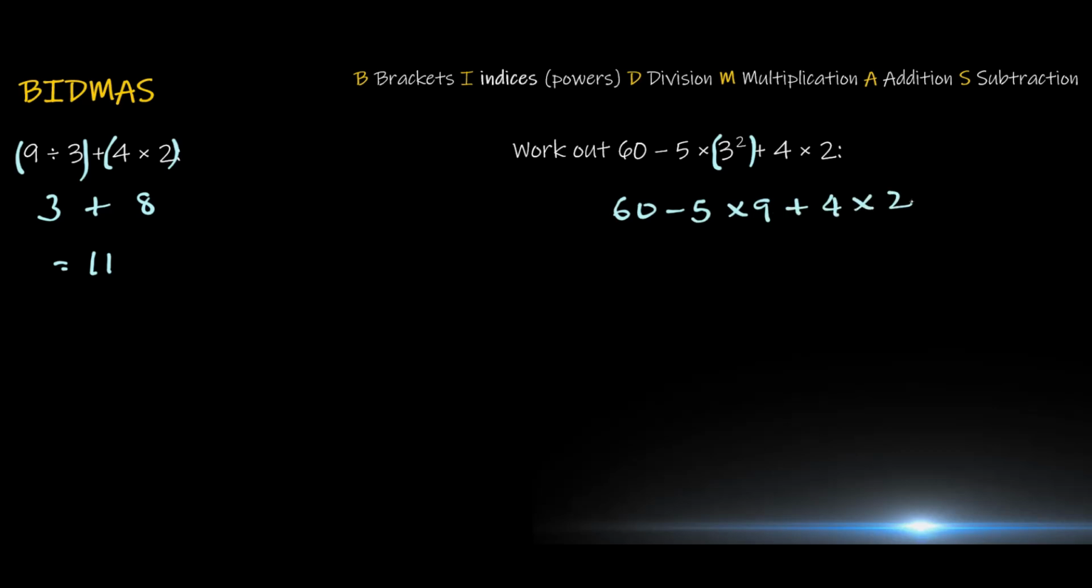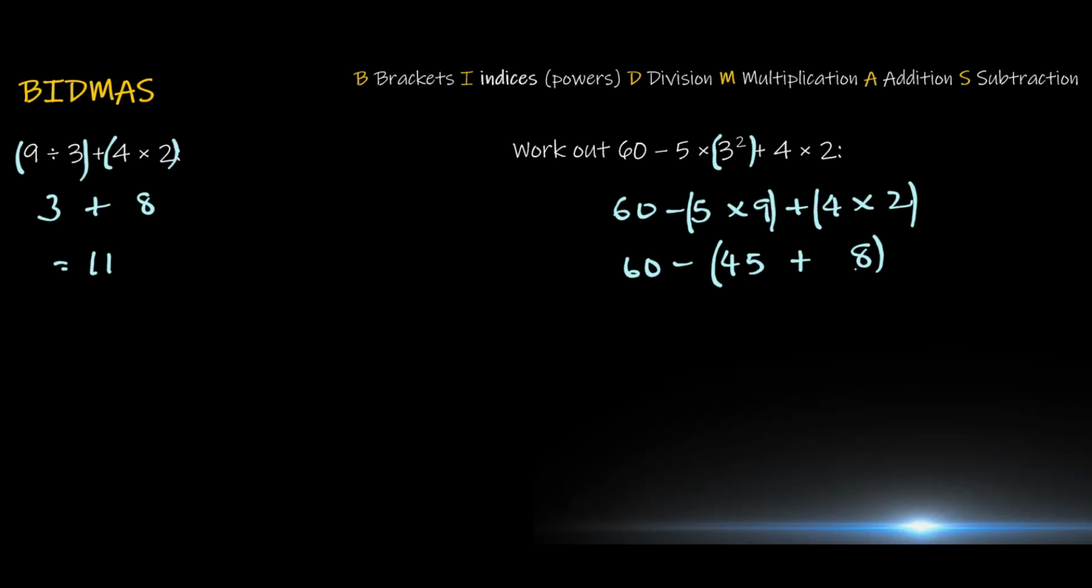Next, if I look in my BIDMAS, multiplication comes before anything else. So I'm going to put a bracket around the multiplications. 5 times 9 is 45, plus 4 times 2 is 8. The next thing that comes next is addition. So I'm going to put a bracket around that. Then I'll do that first.